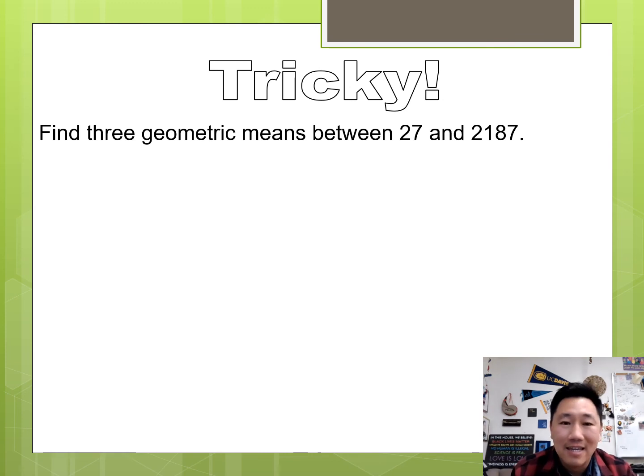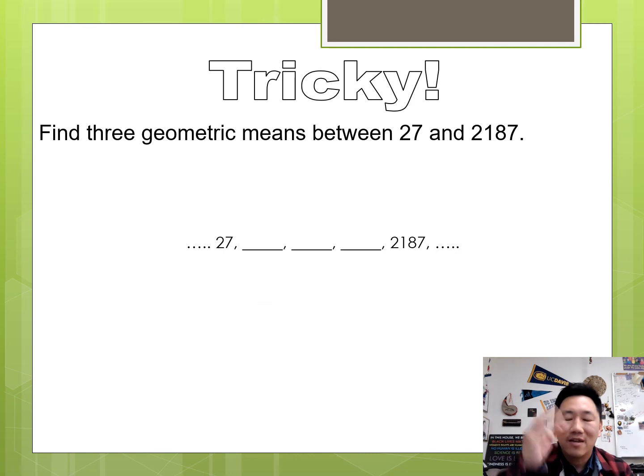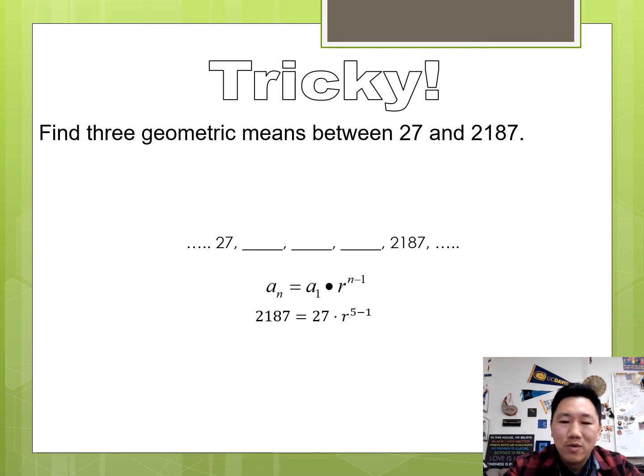Last one for the day. This one says tricky. Find 3 geometric means between 27 and 2,187. So we have to have 3 blanks in there. Using the formula, plug in everything we know. The last term is 2187. The first term is 27. And then the n is 5 because there are 5 terms there. Do the exponent. Divide both sides by 27. So far, everything looks the same. It doesn't look that tricky.